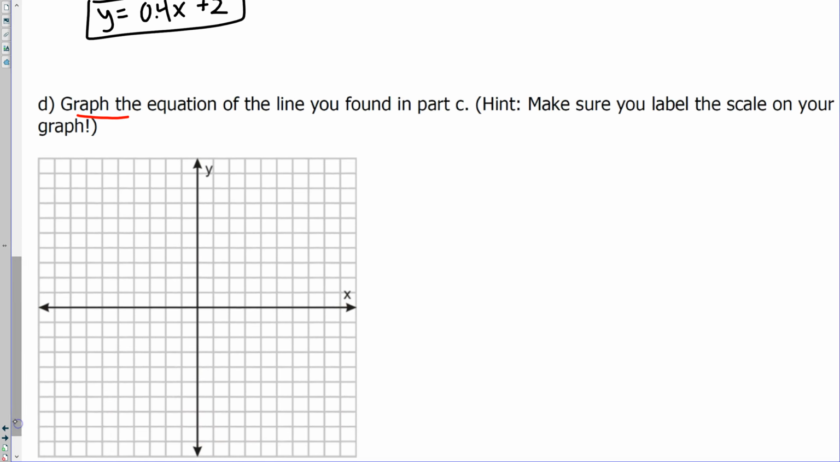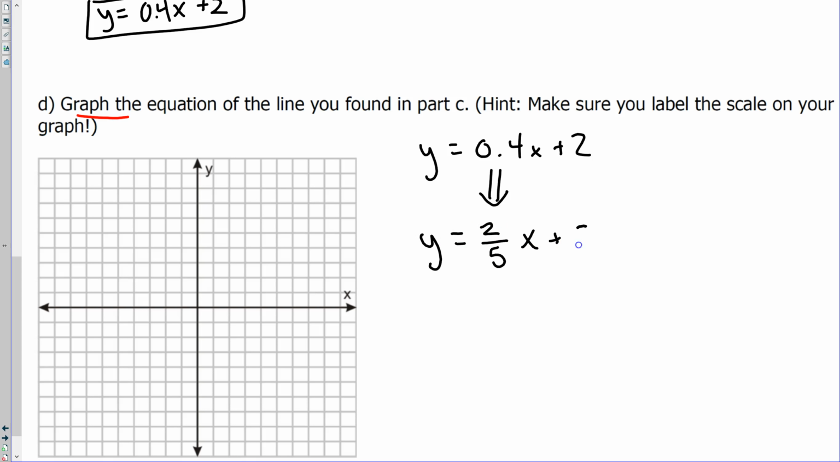And now we need to graph it. So my equation was 0.4x plus 2. And in terms of graphing, although the 0.4 is helpful in understanding our slope for this problem, it's not very helpful for graphing. So what I'm actually going to do is change my 0.4 into its fractional form. So the fractional form is 2/5. That just makes it a lot easier to graph.